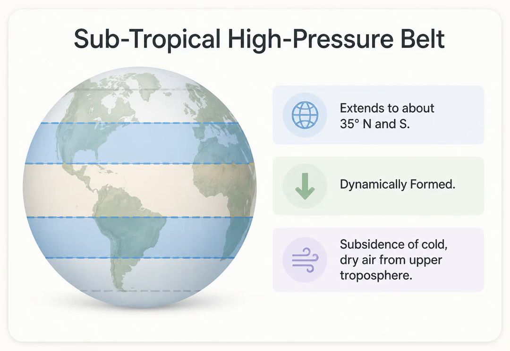Moving poleward, we encounter the subtropical high-pressure belt, which extends from near the tropics to about 35 degrees north and south. Unlike the equatorial low, which is created by heat, this belt is dynamically formed. Remember that air rising from the equator? Once it loses its moisture and reaches the upper troposphere, it becomes cold and dry. As it moves poleward, the Coriolis force deflects it, creating a blocking effect. This forces the heavy, cold, dry air to subside or sink back down to the surface at around 30 degrees latitude, creating a zone of high pressure.